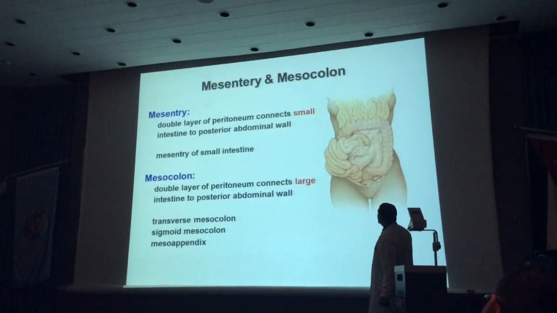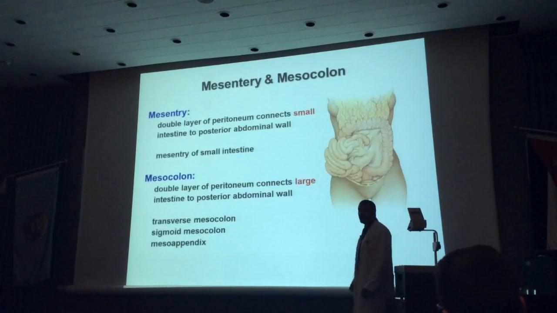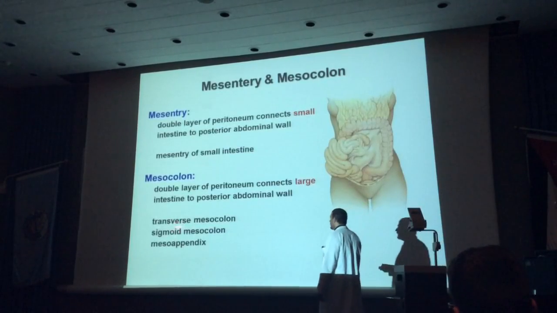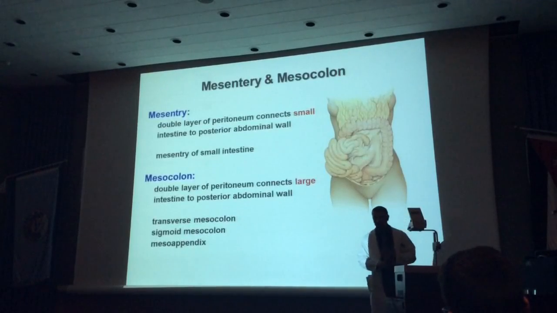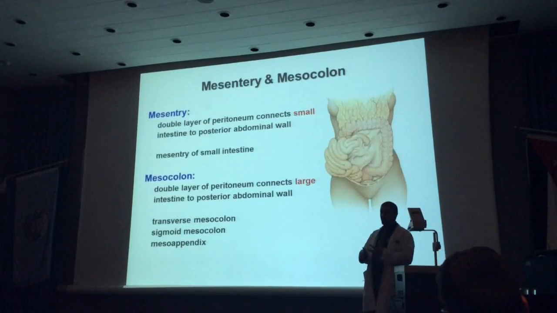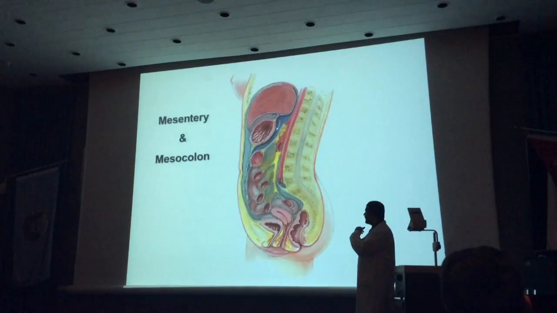The mesentery is a double layer of peritoneum covering the small intestine. The mesocolon covers the large intestine. There are three kinds of mesocolon: the one covering the transverse colon, the transverse mesocolon; the sigmoid colon, the sigmoid mesocolon; and the appendix, the mesoappendix. Okay? So three parts of the large intestine are covered with peritoneum.